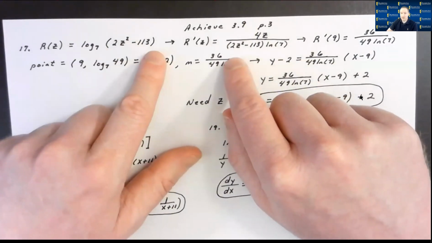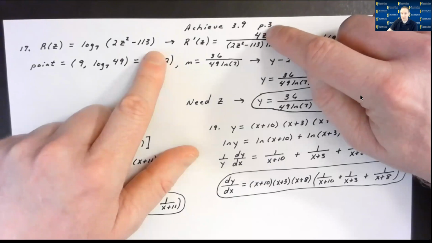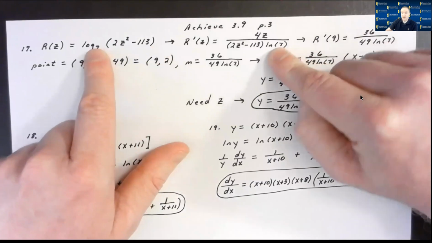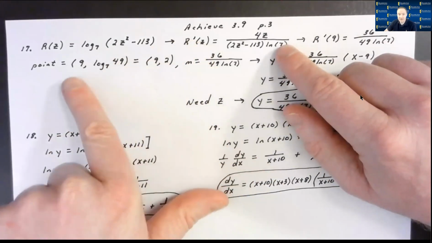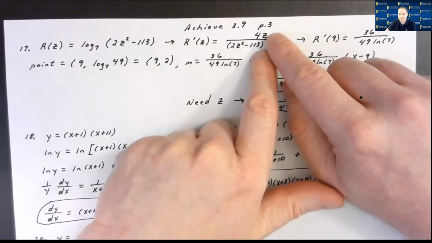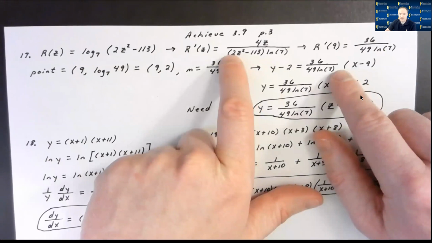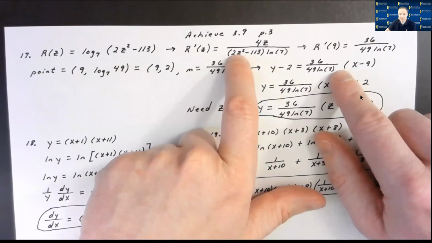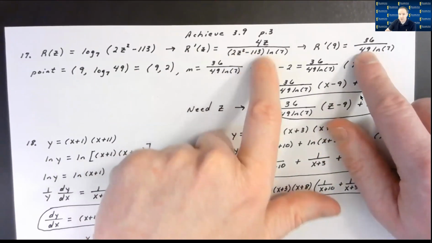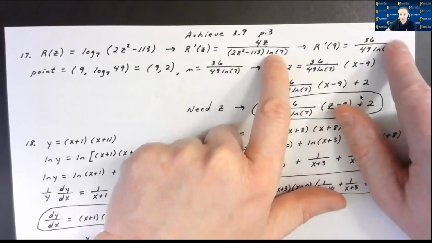So the derivative of any logarithmic function is 1 over what's inside the logarithm, times the derivative of what's inside the logarithm in the numerator, and then multiply the denominator by the natural log of the base. Now I need to find the equation of the tangent line when z is 9. So I plug 9 into this derivative, which gave me a 36 in the numerator. In the denominator, it would be 2 times 9 squared, that's 2 times 81 is 162, and 162 minus 113 is 49. So I have 49 natural log of 7 in that denominator for my derivative evaluated at 9.